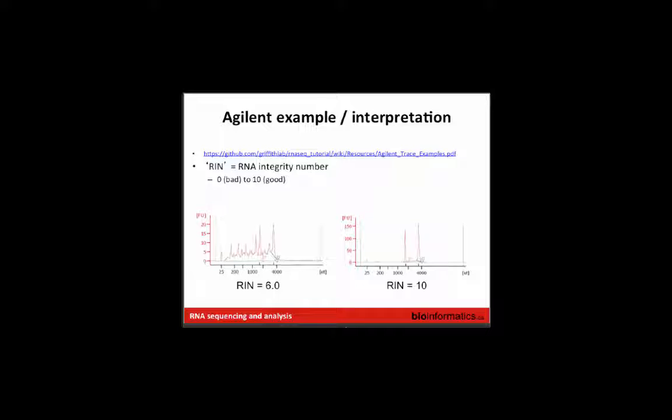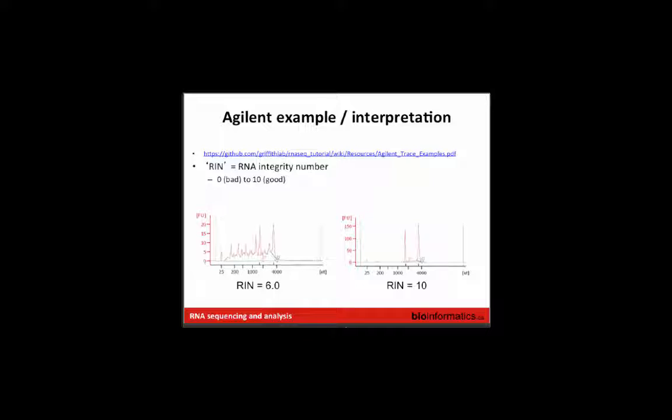So you get this readout where small things come out first, and then over time, larger and larger things, until you get up to very large, and then you stop the assay, and you look at this trace, and you use it to estimate the amount and the quality of your RNA.